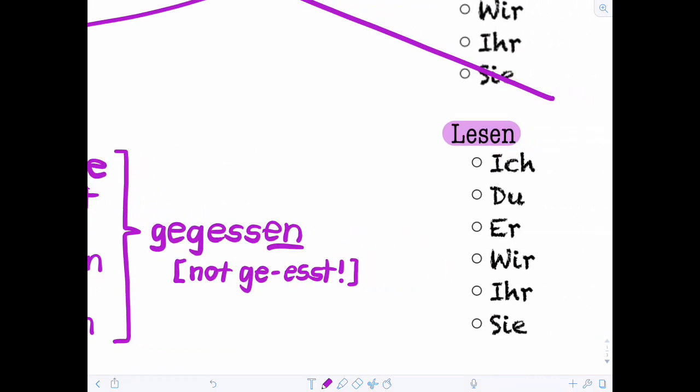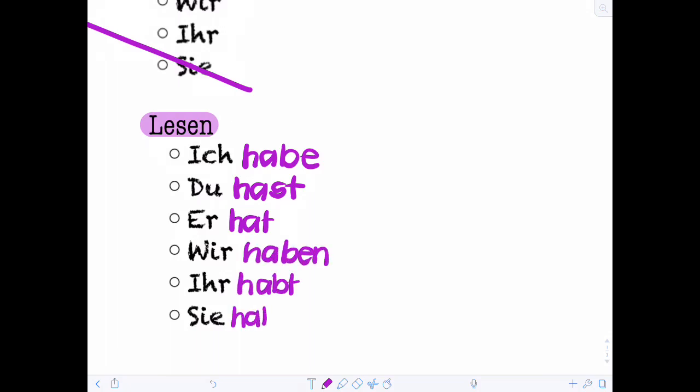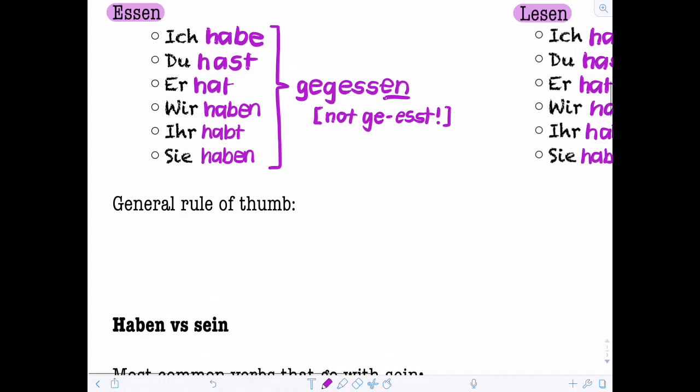So now we get to move on to the thrilling verb of lesen, which is to read. So again, we write out the very exciting forms of haben, and then the past participle is gelesen. So, ich habe gelesen is I read, du hast gelesen is you read, er hat gelesen is he read, so on.